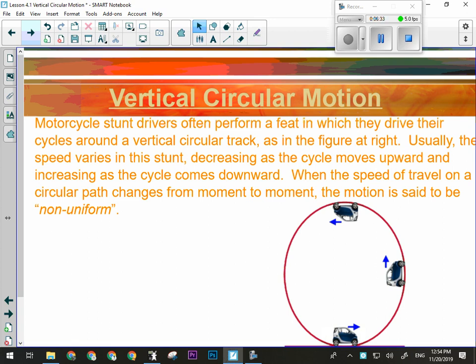Now what we know is that our speed as we go through a loop like this is going to be at a minimum at the top and a maximum at the bottom. And then obviously somewhere in between on either side. Are we okay with that idea?